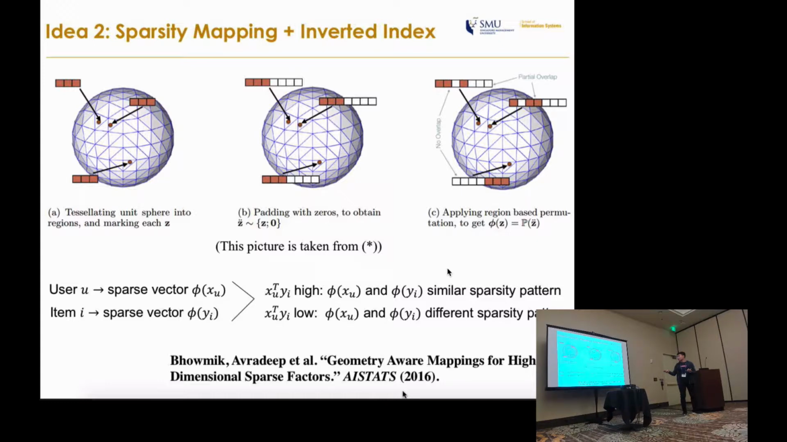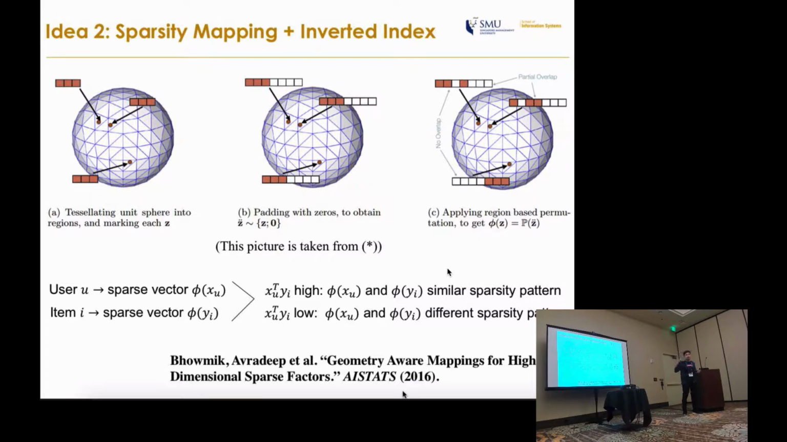So you convert the user vectors and the item vectors into sparse vectors. And what is special about these sparse vectors? If the inner product between the user vector and the item vector is high, then the sparse vector representations of the user and the item will be very similar. They will have similar sparsity patterns. Whereas if the inner product between the user vector and item vector is low, then it results in very different sparsity patterns of their sparse vectors.